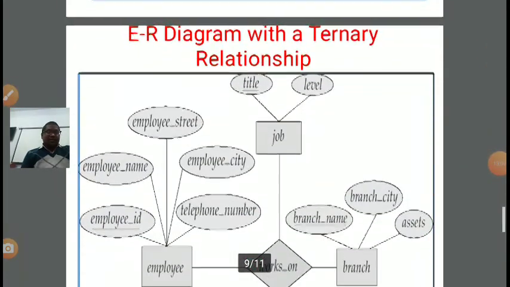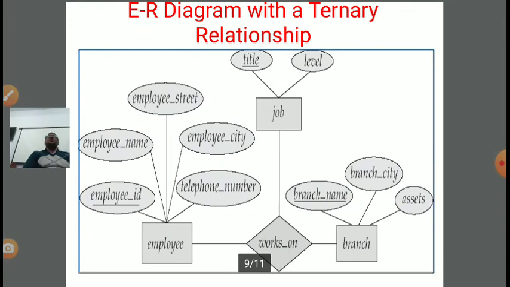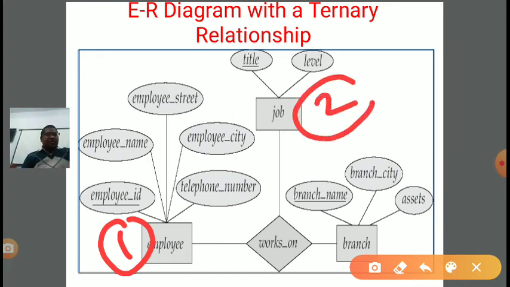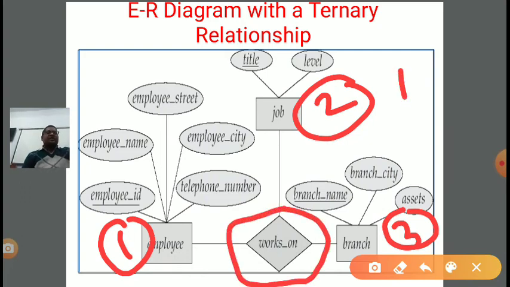So, an ER diagram with a ternary relationship. Ternary relationship means they should include a minimum or exact one relationship, but exactly three entities are required. So if you see in this example, the first entity is employee, the second entity is job, and the third entity is branch. So a total of three entities are participating, and the relationship name is works on. That's why it is a ternary relationship, right?